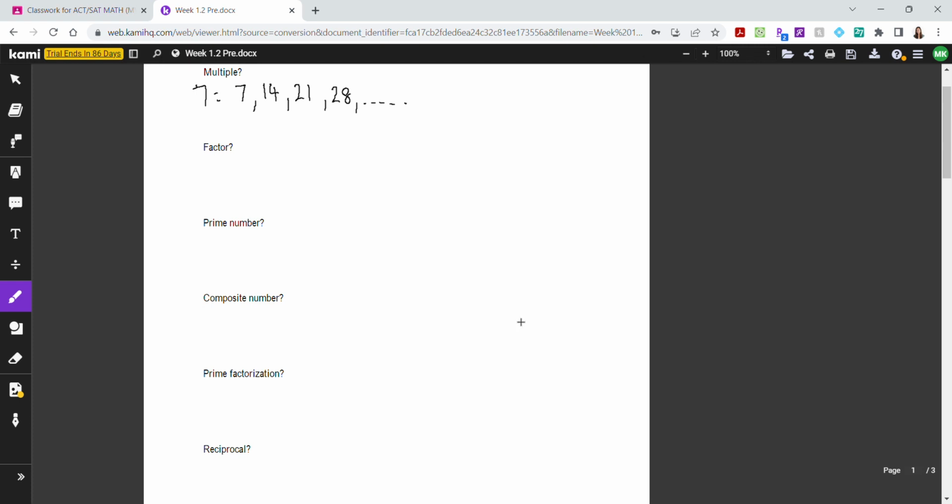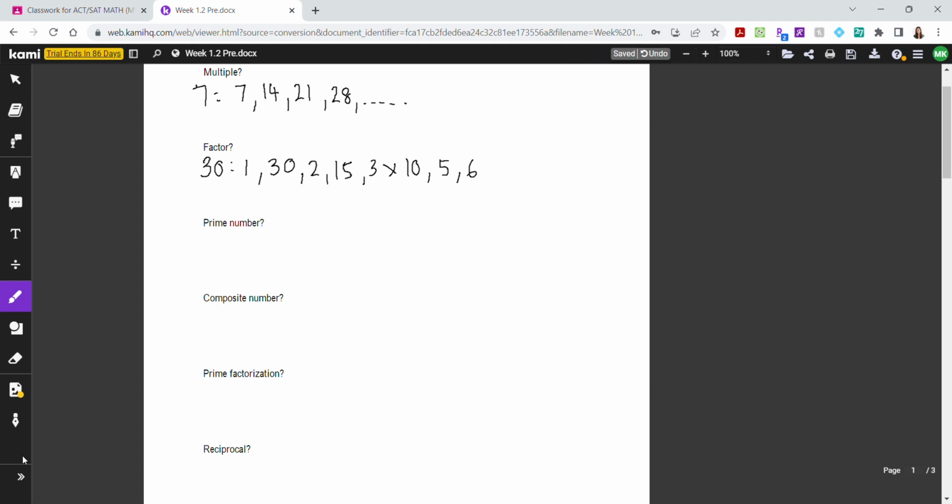All right. And then the next thing we have are factors. A factor is a whole number that results from dividing two other whole numbers. For example, let's take the factors of 30. 1 times 30 is 30. 2 times 15 is 30. 3 times 10 is 30. And lastly, 5 times 6 is 30.